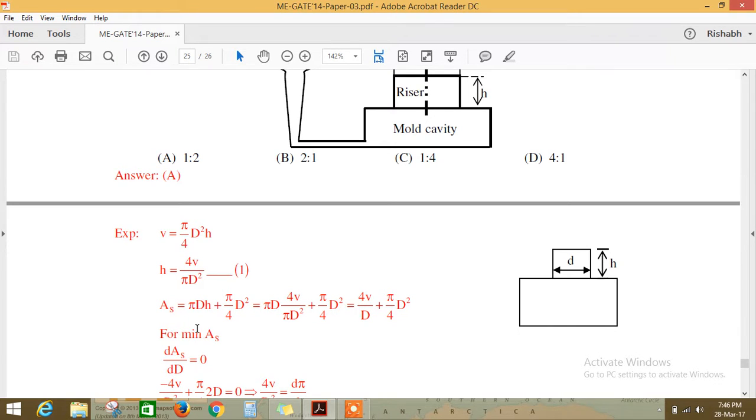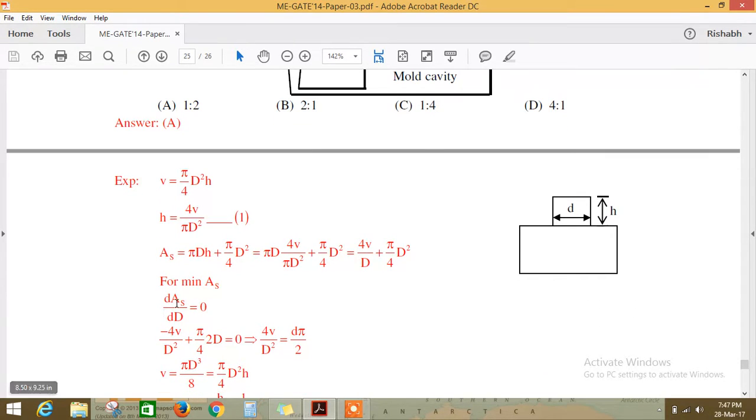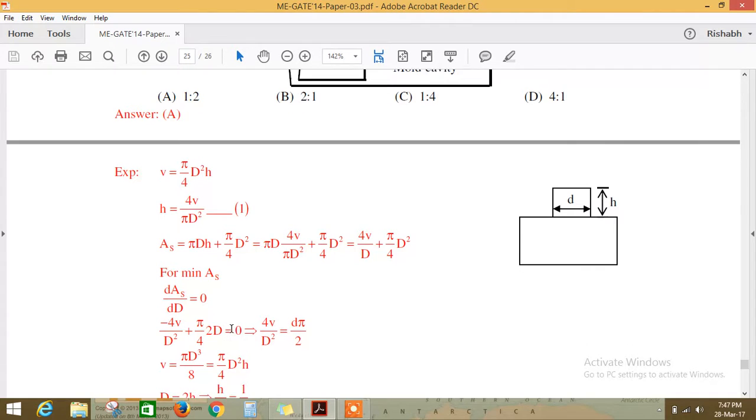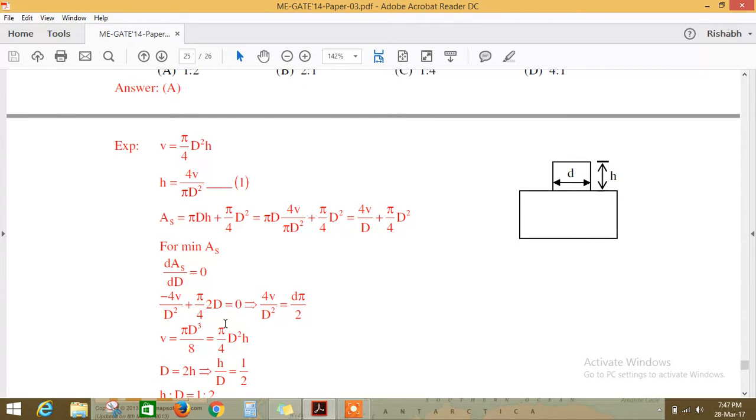For minimum area, as we know the calculus, you can differentiate it and equate it to 0. So from here you will get the equation V is equal to pi D cube by 8. And we know the value of V, which is pi by 4 D square H. We have to take V as constant.